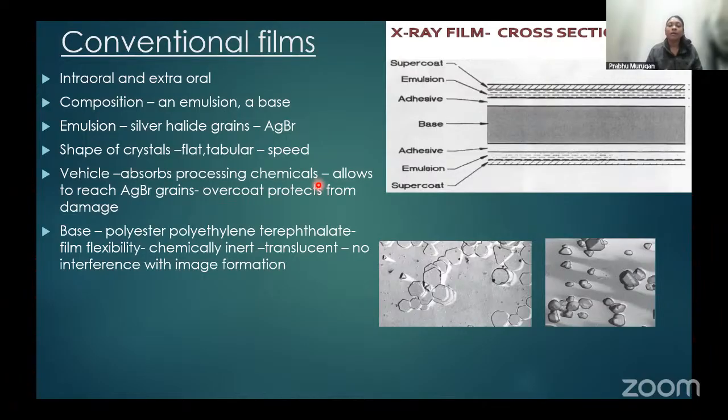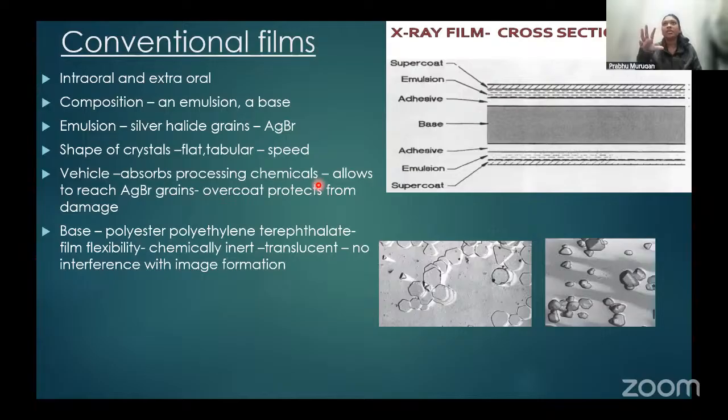And apart from being more flexible, it needs another property called chemical inertness. The reason why it should be chemically inert is you're going to place it inside the oral cavity in case of your intraoral films. So it should not interact with the body fluids, especially your saliva. So it has to be chemically inert and translucent, because if it is opaque and if it has some other particles on it, what will happen when you try to process it and view it under the viewer light? It is going to interfere with the image formation.